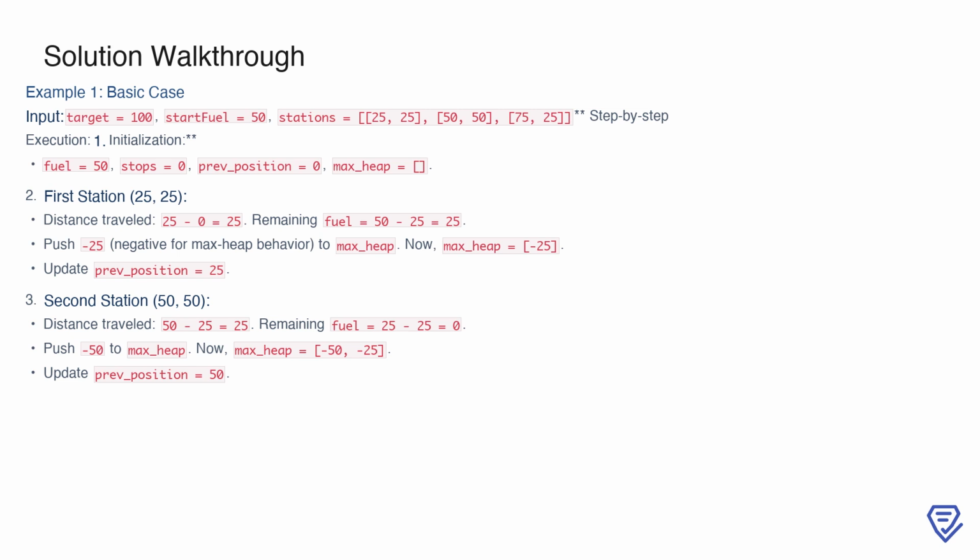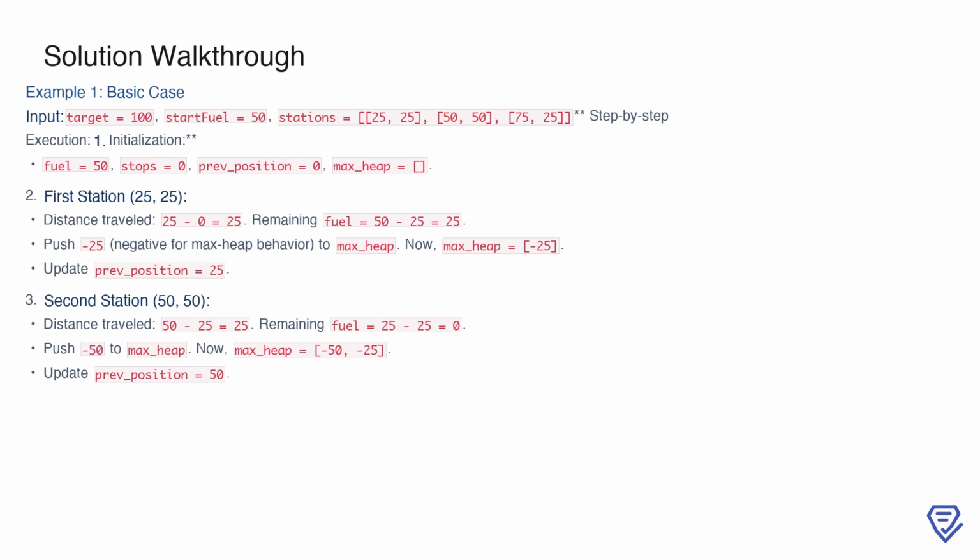At the first station, located at position 25, the distance traveled is 25, leaving us with 25 units of fuel. We add the available fuel from this station, 25, to our max heap as -25, so the heap now contains -25. We then update our previous position to 25.